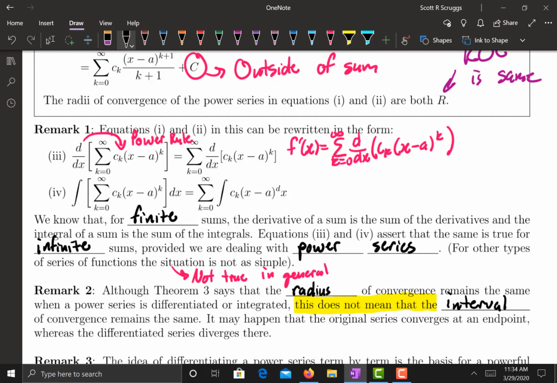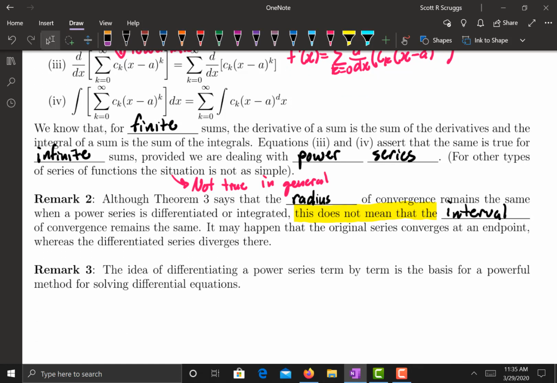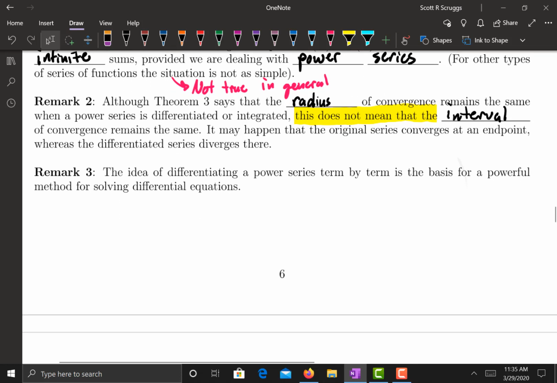There are going to be cases where we will have the original series converge at an endpoint, but when I differentiate, it's going to diverge. Or the original series diverge at the point, but when I integrate term by term, I get convergence.